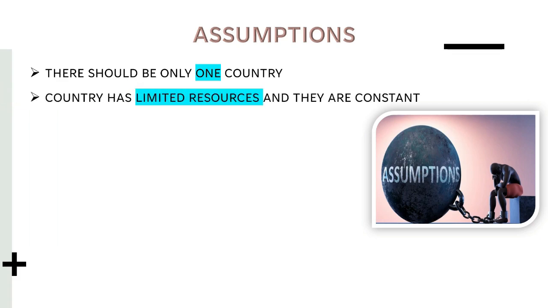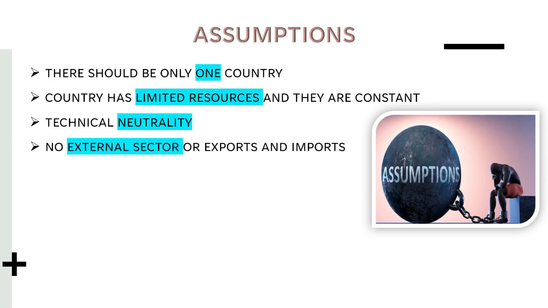The country has limited resources. The resources are completely constant. There should not be any increase or any decrease of the resources. Technical neutrality is assumed in this matter and no technological changes happen. No external sector means that the country does not have any exports or imports.